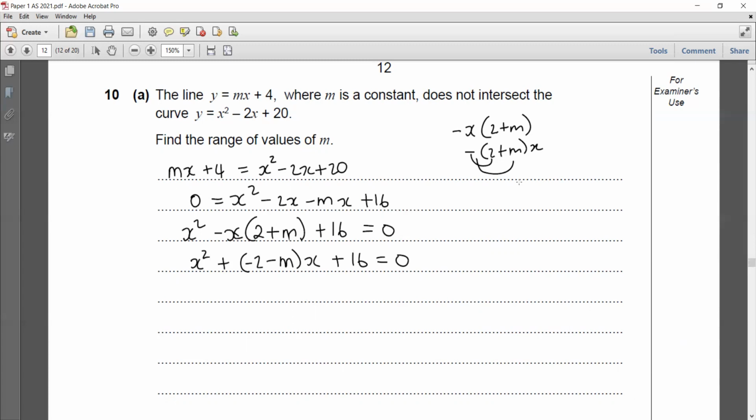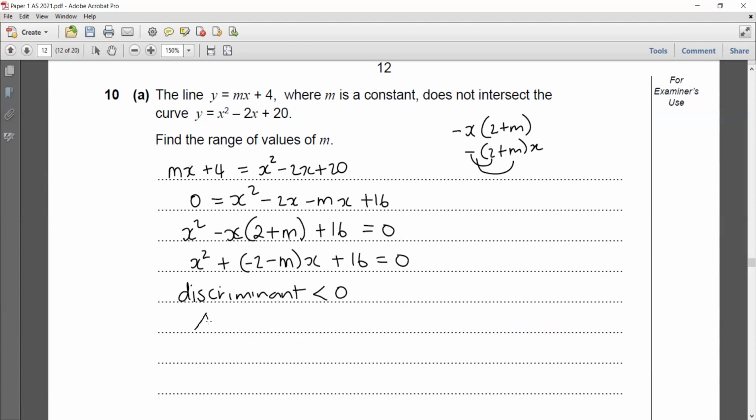All right. Then from here, we are told that they do not intersect. So that means this equation has no real solutions. And when a quadratic equation has no real solutions, it means that the discriminant is less than 0. So what we need to do is figure out when is the discriminant less than 0.